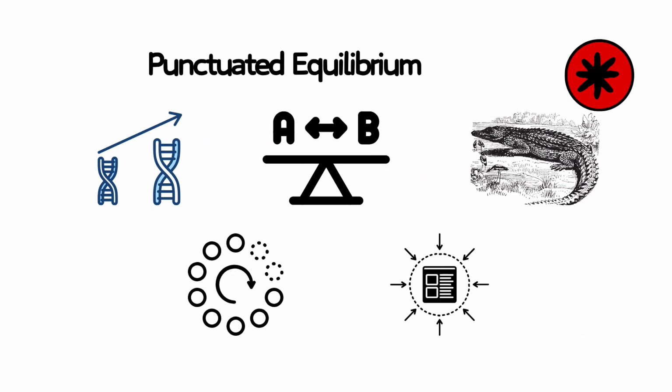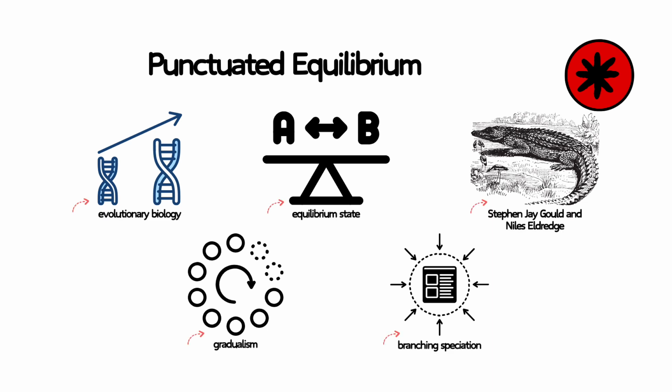12. Punctuated equilibrium. Punctuated equilibrium is a theory in evolutionary biology which proposes that most species will experience little net evolutionary change for most of their geological history, remaining in an equilibrium state.